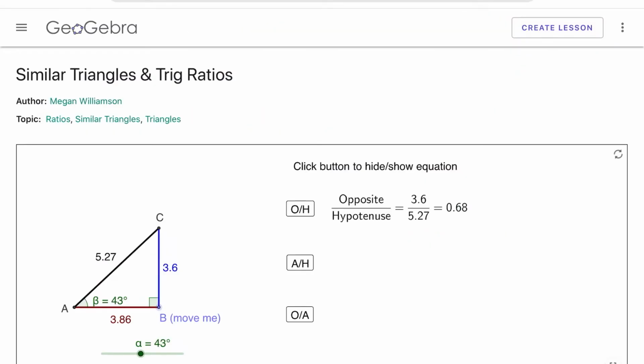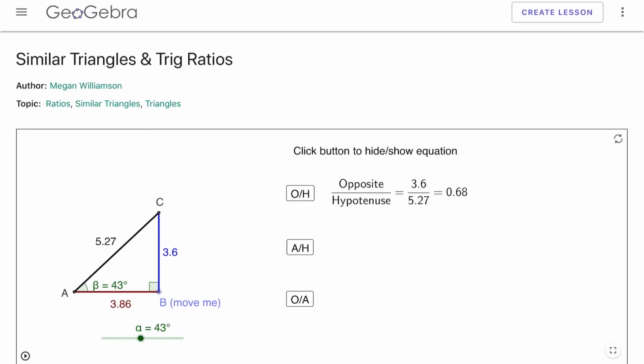So trigonometry is just basically similar triangles. So this is pretty much just telling us that, like if you see here, opposite over hypotenuse, I get 0.68. If I take the opposite, which is this 3.6 that we have here, divided by the hypotenuse, which is this 5.27, I get 0.68. And notice that the angle is 43 degrees.